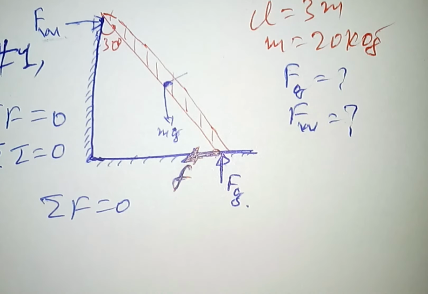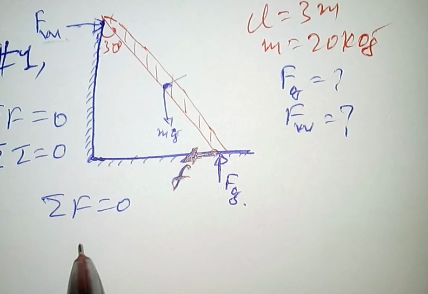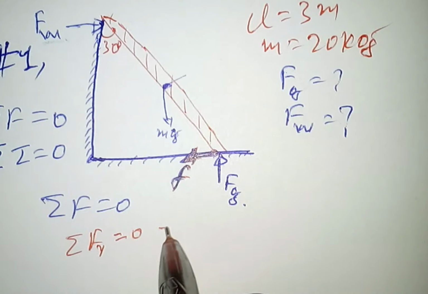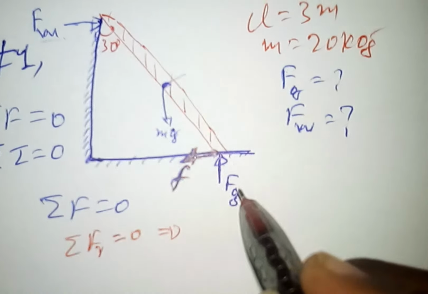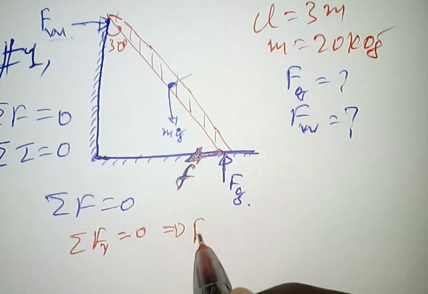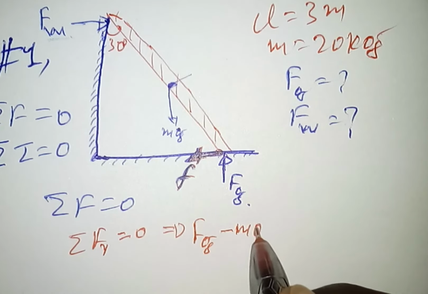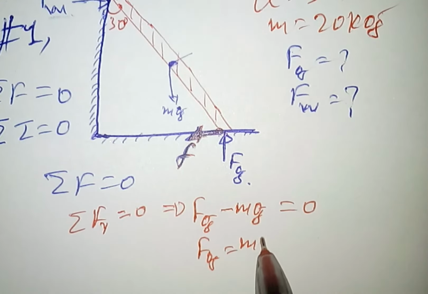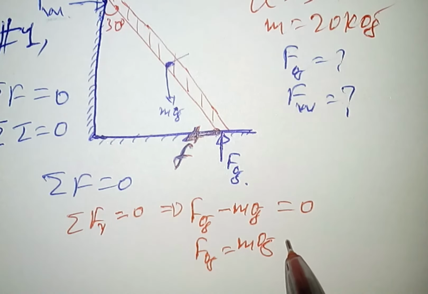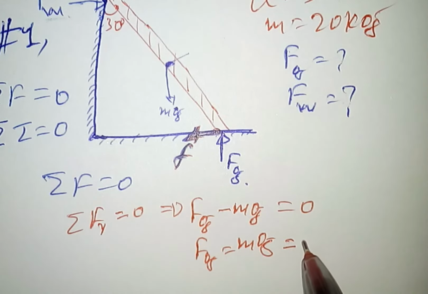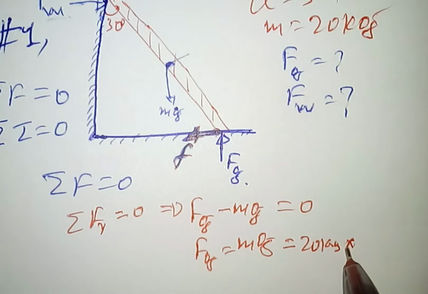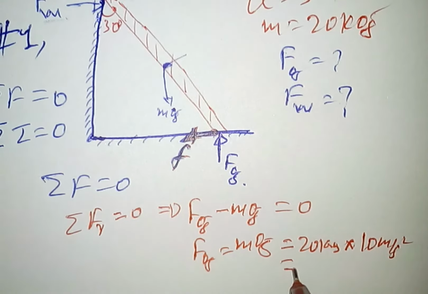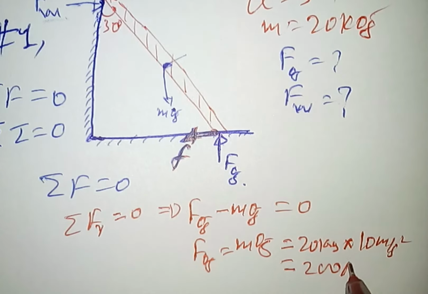If we add all the vertical and horizontal forces, then for the vertical forces, the sum of all forces acting along y is equal to 0. This implies that mg is acting downward and Fg is upward, so Fg minus mg is equal to 0. This means that Fg equals mass times gravity. Substituting the mass of the ladder, 20 kilograms, times the acceleration due to gravity, 10 meters per second squared, Fg is equal to 200 Newtons.